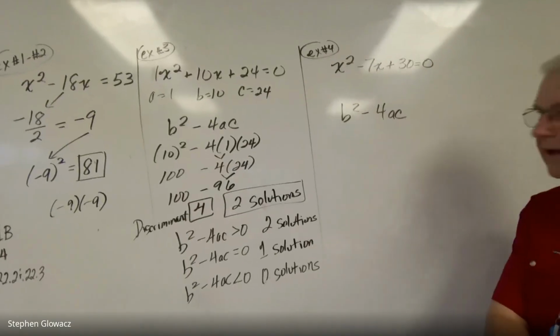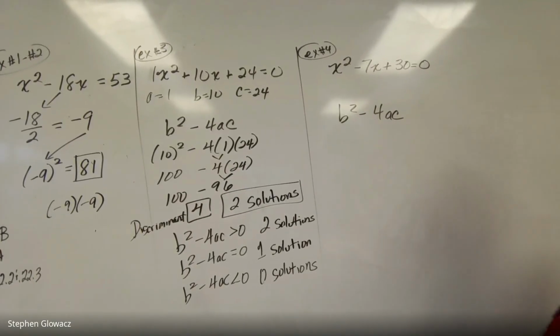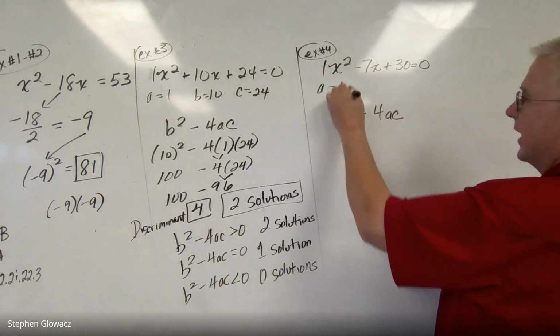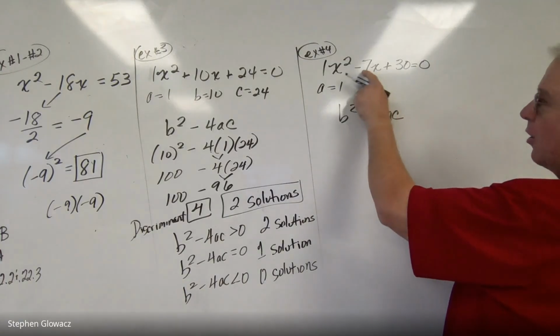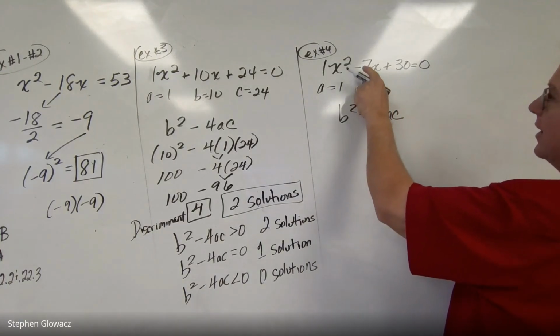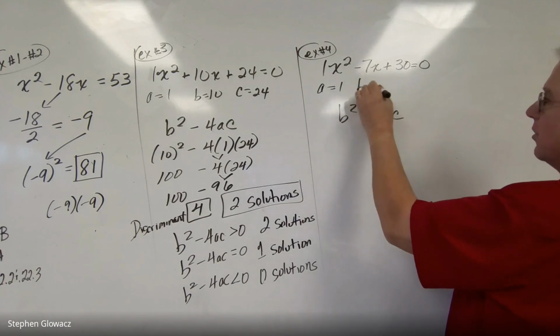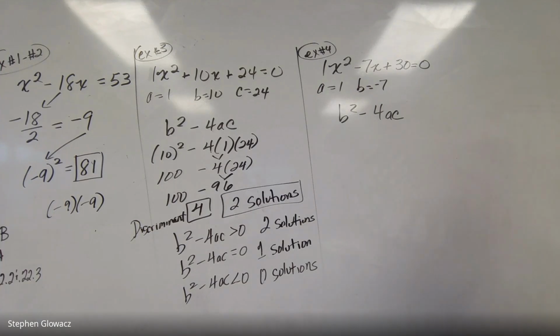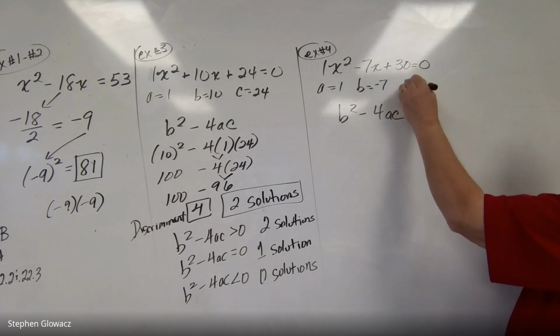So same idea here. Let's go ahead and find our a, b, and c. A is the coefficient of x squared. There's nothing there, so a is 1. B is the coefficient of x. Now, careful here. That's a -7. So a lot of times students will forget the negative, so make sure you do include the negative if it is negative. And of course, c is positive 30.